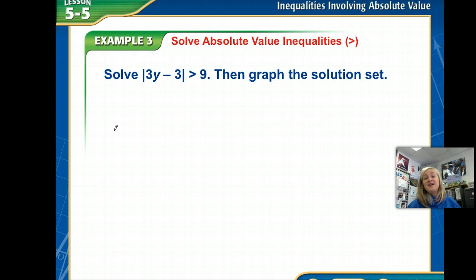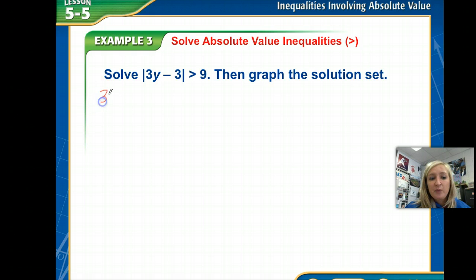All right, now we're going to move on to the next example, which is solving absolute value inequalities that are set greater than. Now what I wanted to point out is that these are our unions that involve the word or, meaning that they're either going to go in the opposite direction or the exact same direction.